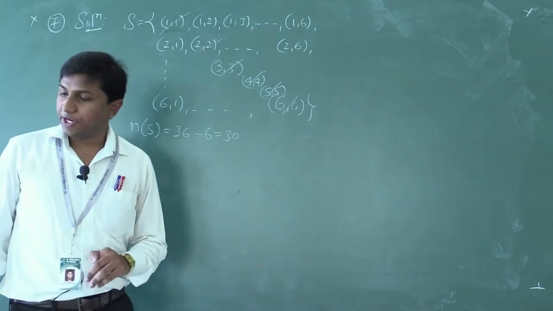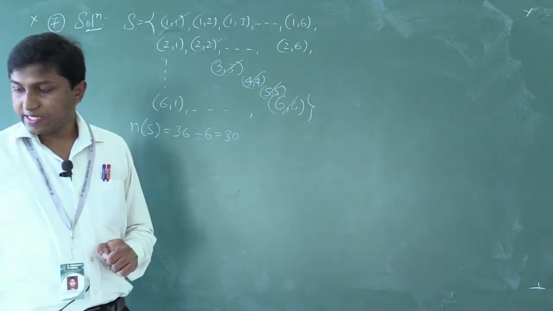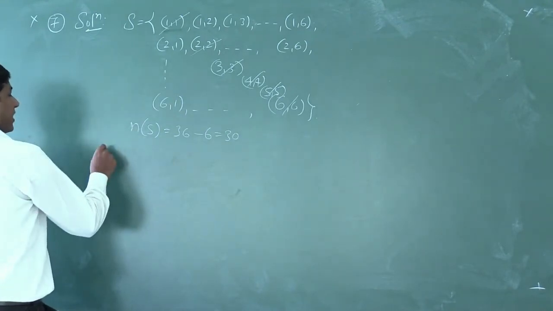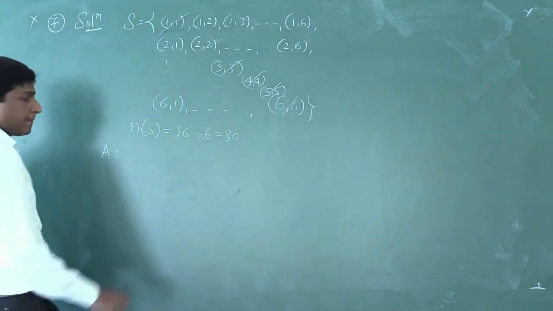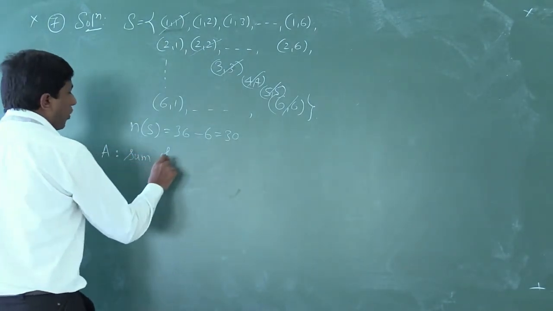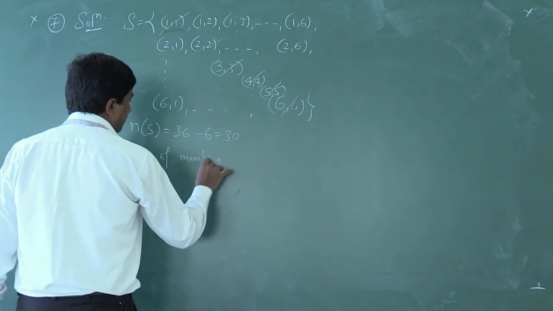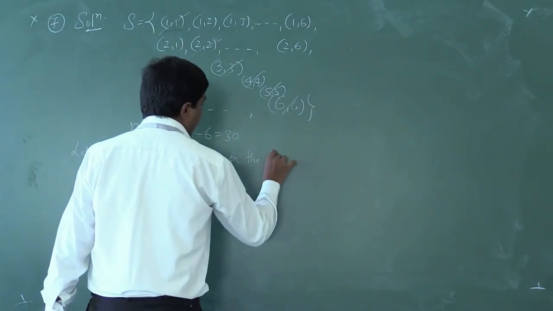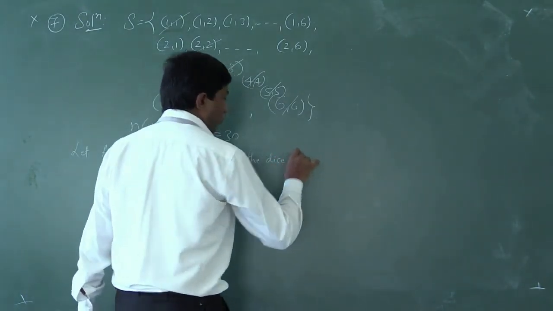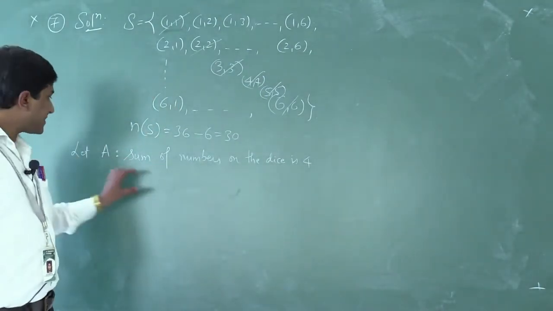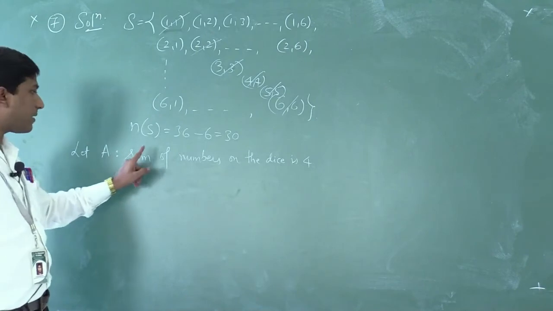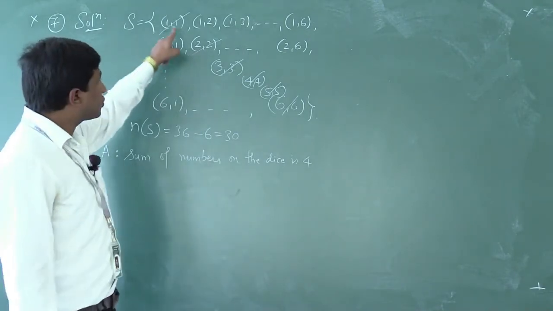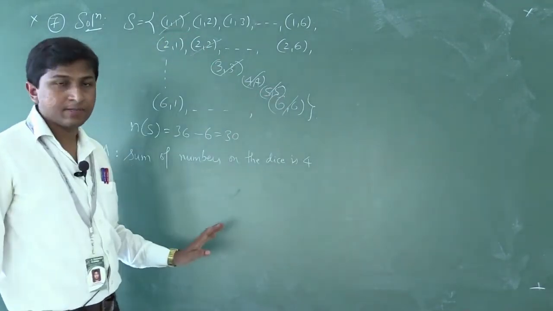Now, further look at the question. What should we find? We need to find the probability of the event: sum of numbers on the dice is 4. So we have to find probability of the event. I will name that event as, say, event A. What is event A? Let event A be sum of numbers on the dice is 4. So I have named that event as event A. Now look at the sample space. We should not be considering these 6 elements.